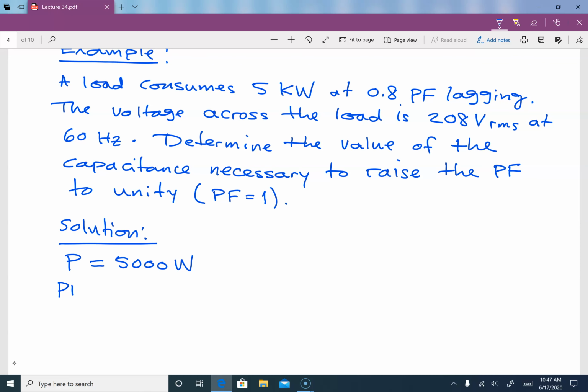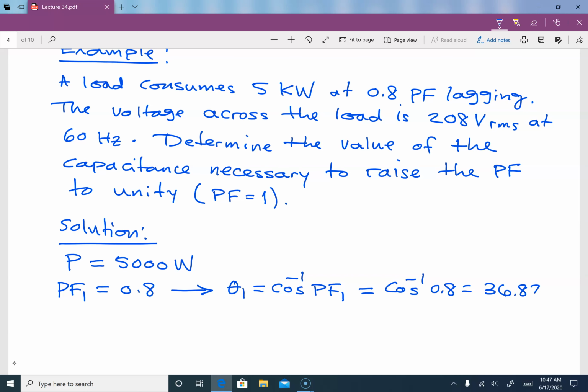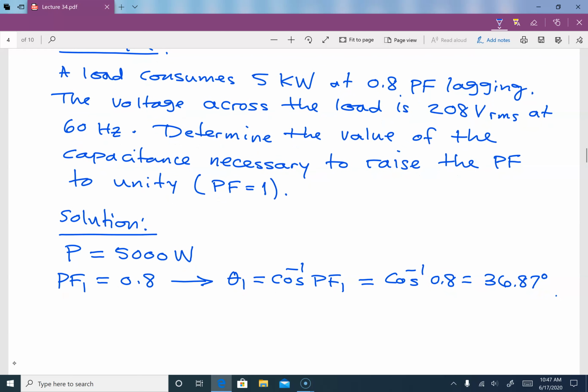Now PF1 is equal to 0.8. That means our theta 1 is equal to the inverse cosine of PF1, and that is equal to inverse cosine of 0.8, and that is 36.87 degrees. So now we got theta 1. So that is from the original load.